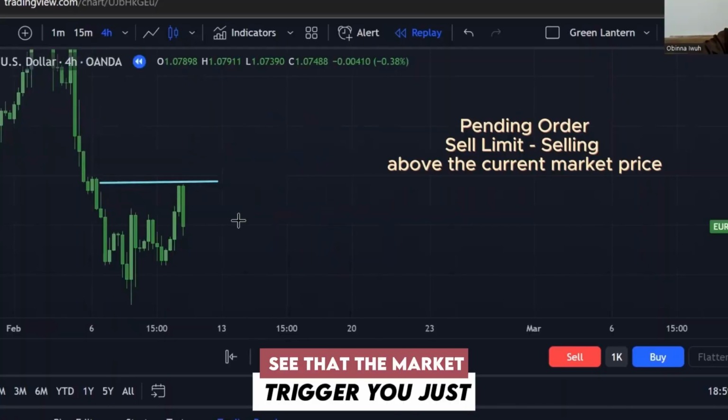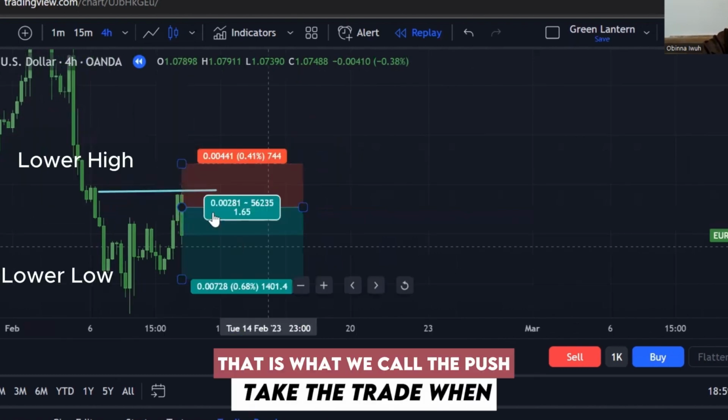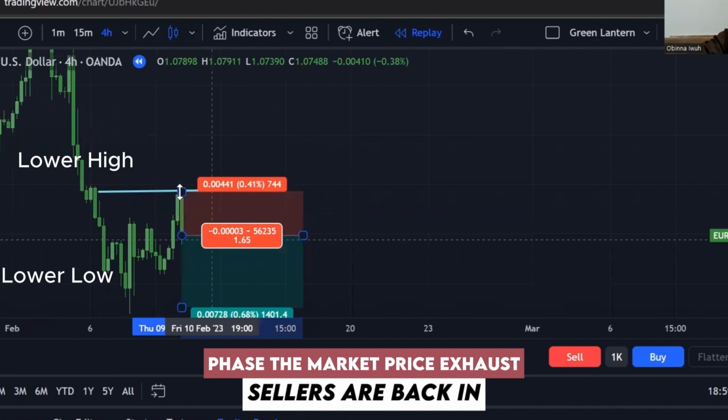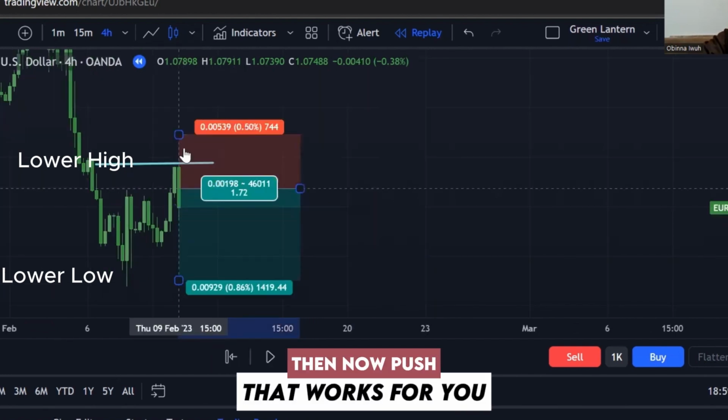Now you want to see that the market makes a lower low. When you have a lower low, that is what we call the push phase. So the market exhausts, that means it will cluster, consolidate at a place, then now push.